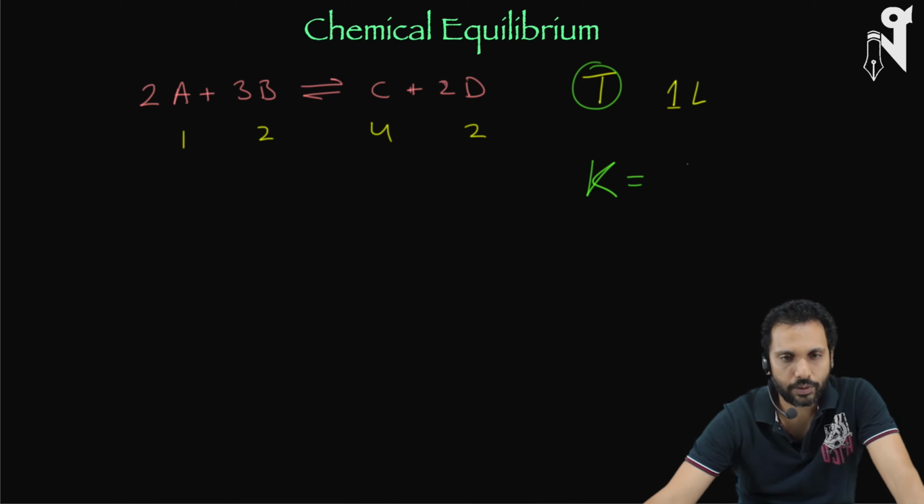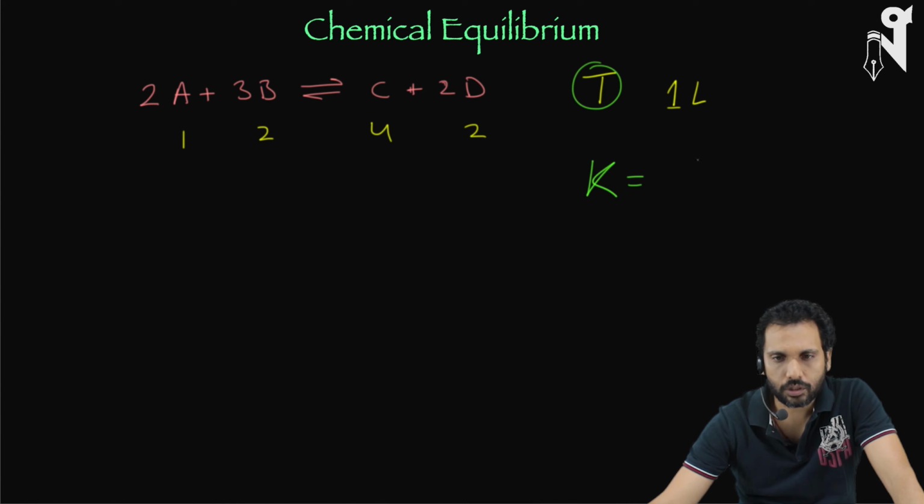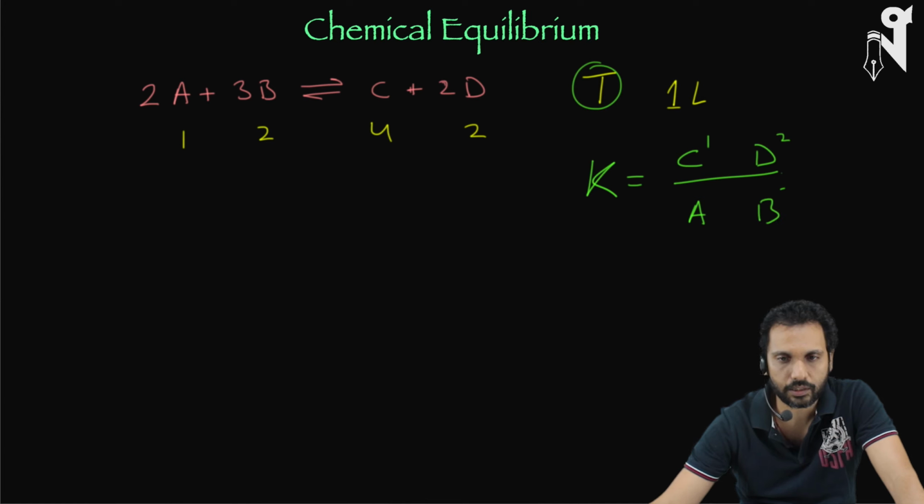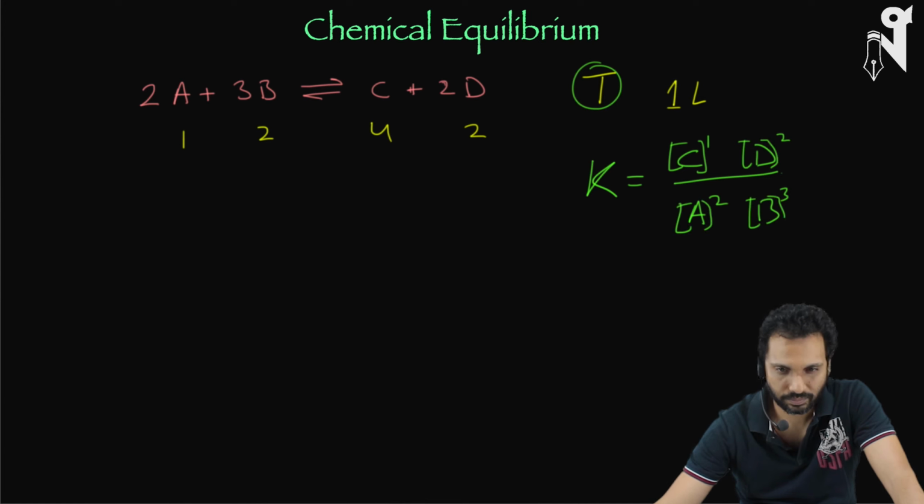So you can pause the video and do it yourself. I hope you have done it. I'm just going to write the formula. What we'll have is, in the numerator, the products C and D raised to the power of their coefficients in the balancing, and in the denominator we have A and B, A power 3, B squared. That is concentration of C, concentration of D, concentration of A, concentration of B.